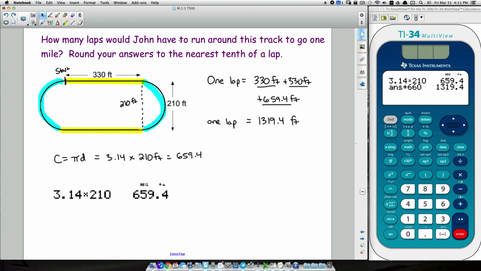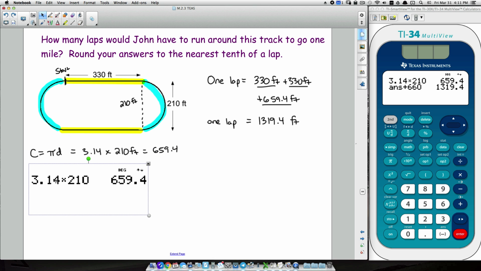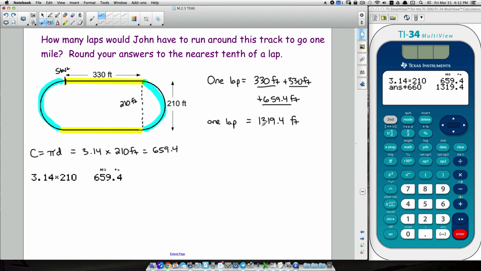How many laps would John have to run around this track to go 1 mile? This is in feet. You have to be careful when you read these problems. I didn't mention that yet because I was hoping maybe you saw that and you might have been thinking, hey, I wonder if he's going to mention that. Here we go. Well, this thing I wrote over here, one lap, let's set up a proportion.